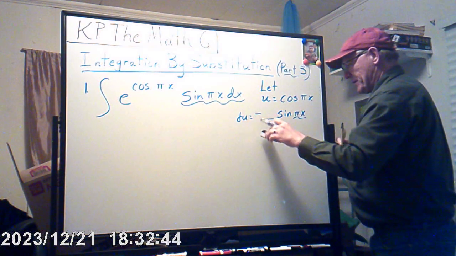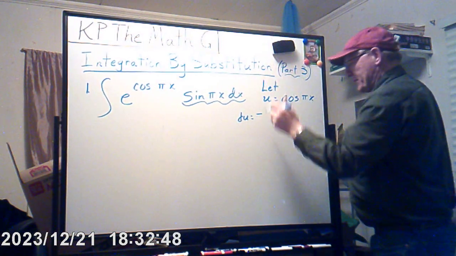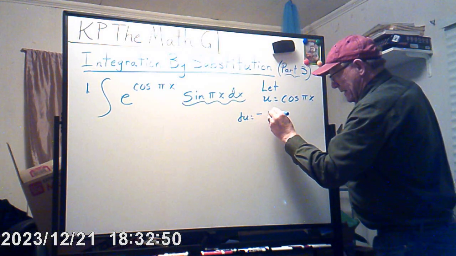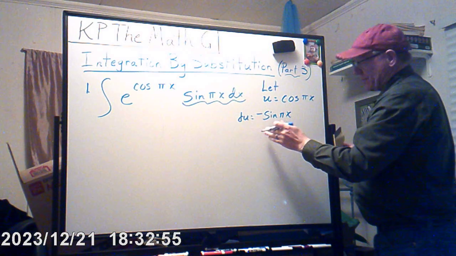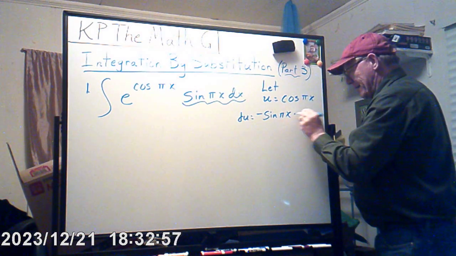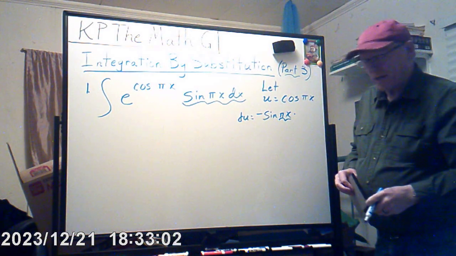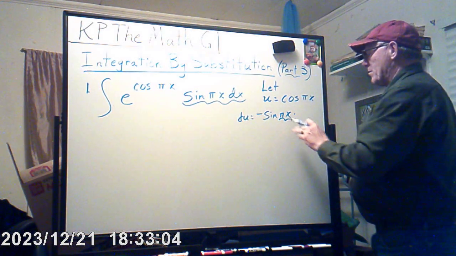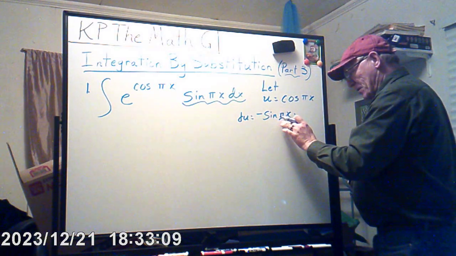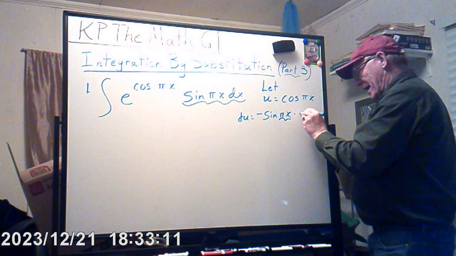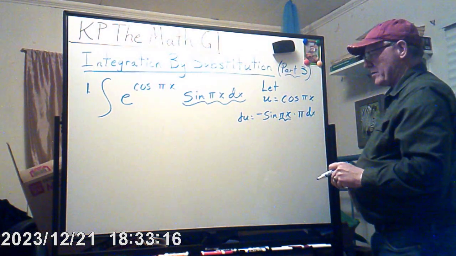Well, let me just do it this way. Negative sine pi x. Now, I'm just going to leave it like that. Now times, by the chain rule, I'm taking the derivative of pi x. Well, pi is a number, so the derivative of a coefficient beside a variable is just that, isn't it? Pi dx.